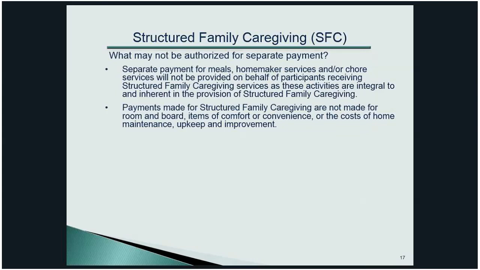For the community living home, it's set up more like the assisted living, where the individual will just be able to keep $60 and the rest will go to payment, which would go towards room and board. So it's a little bit different for both services. The structured family caregiving is set up more like an in-home, and the community living home is set up more like an assisted living. Okay, next question.